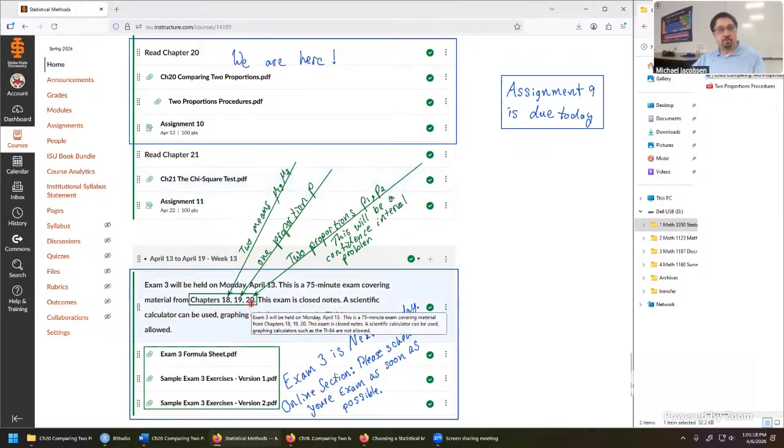Then chapter 20 is going to feel pretty similar to what we did in chapter 18. We're going to look into the difference of two proportions. But for a hint on exam 3, this one will specifically be a confidence interval procedure, because that's the first one we're going to do in chapter 20, and that will give us the most time to prepare for that last chapter on the third exam. So that's the plan so far.